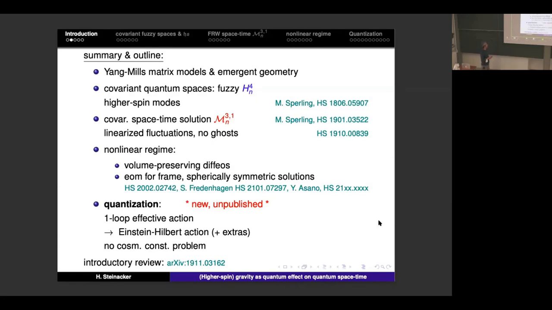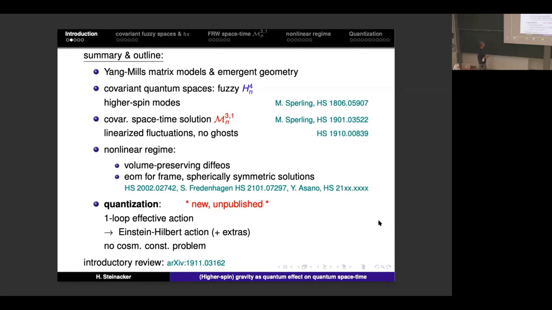And then I would like to briefly explain the nonlinear regime. That's actually something which you can handle. Now it's fairly recent. So I will mention a bit how volume-preserving diffeomorphisms arise from that framework quite naturally, and the frame will play a very important role. And there are even some exact solutions that we found recently.